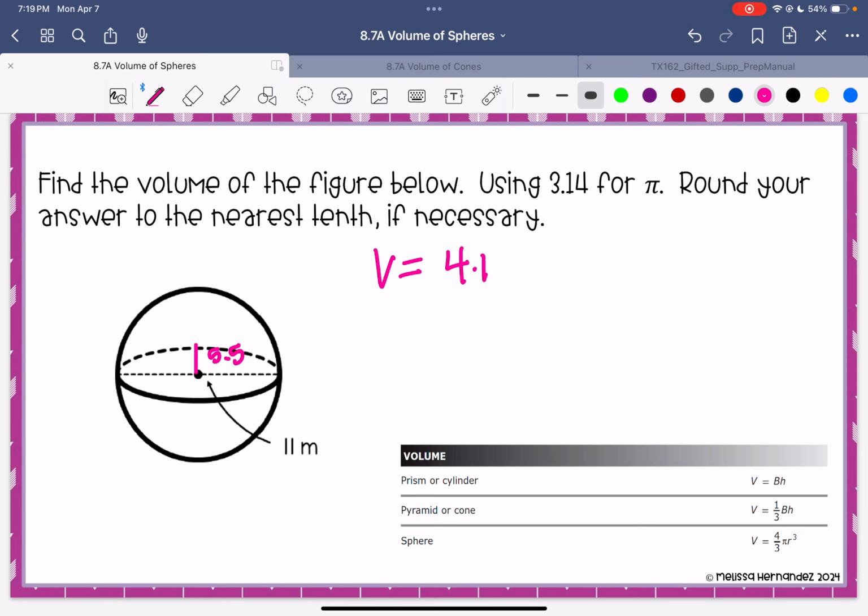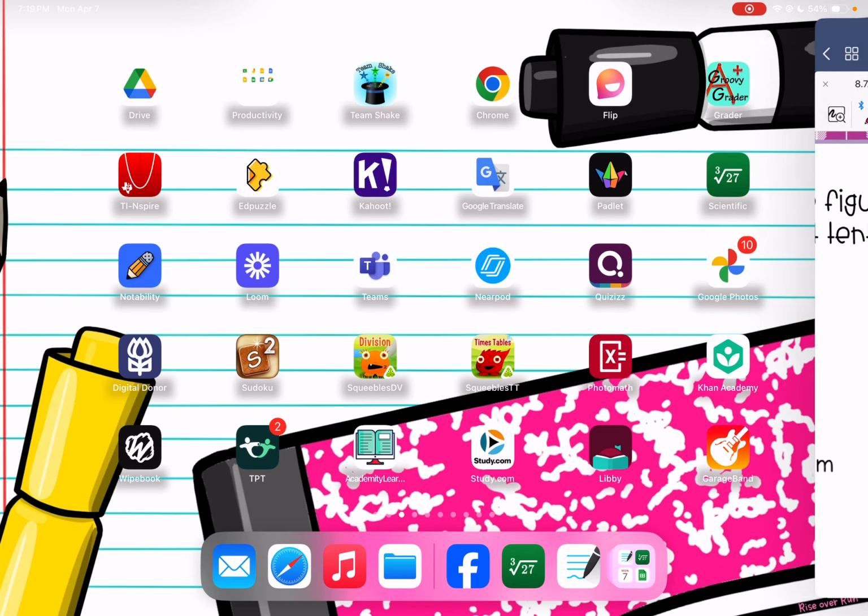4 times pi times radius to the third power divided by 3. So I'm going to plug in my values. And 5.5 to the third power. Now I'm going to split my screen on this one again.